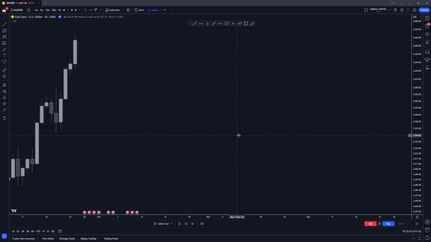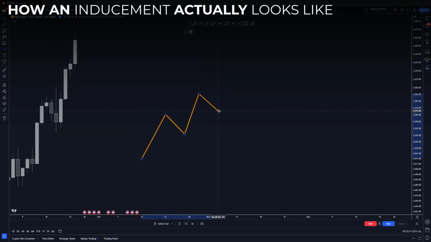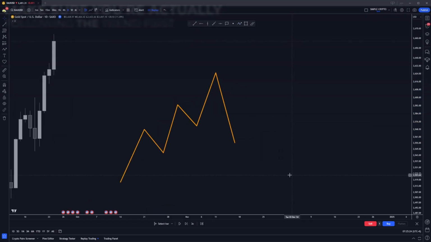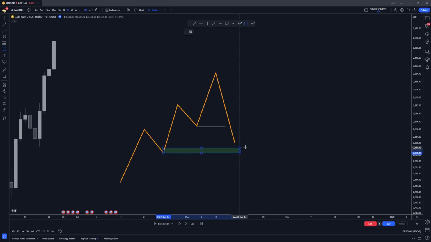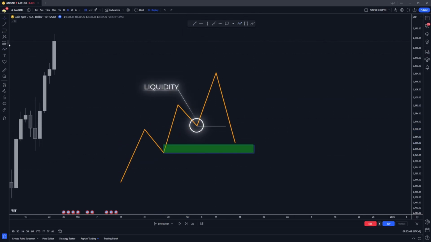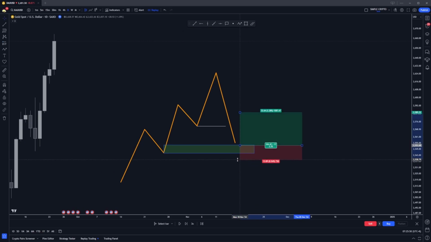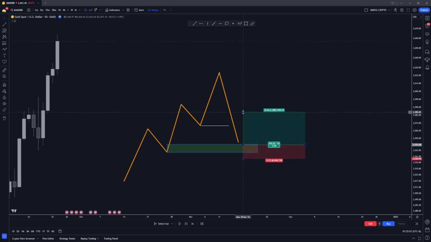Alright everybody, before we begin, I'd like to show you guys this simple showcase of what an inducement actually looks like. Now, make sure you're following the trend first. Every single time, if you see a very first breakout looking like this, a lot of people would probably think it's time for the market to change its structure. But in reality, what it's doing is just sweeping this liquidity in the middle, for you to take an entry down here in a very clean demand area and to hit the external range liquidity, which is this area right here.